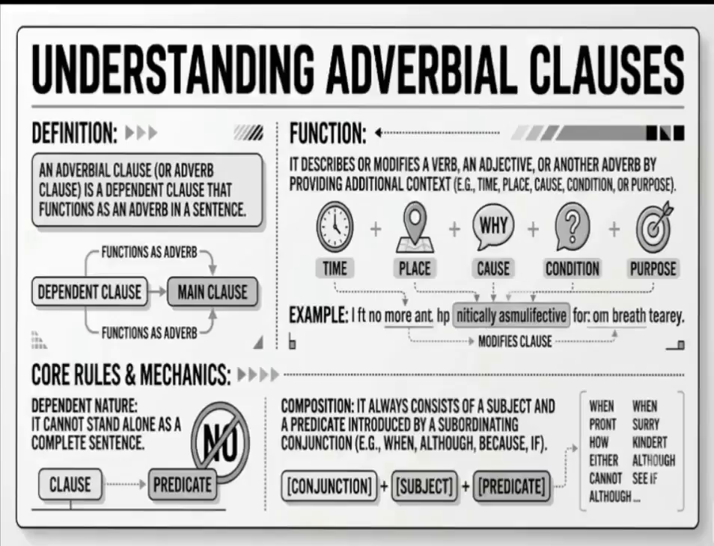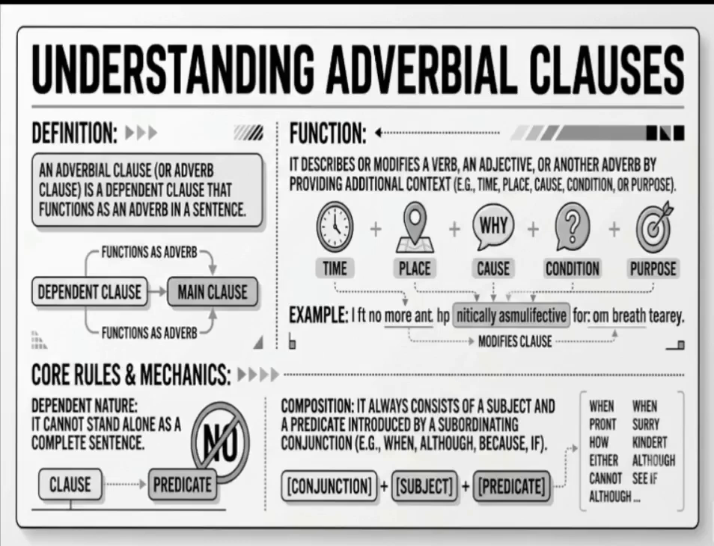You already know what an adverb does. It describes an action, telling us how, when, where, or why something happened. And you know a clause is just a group of words with its own subject and predicate. So when we put them together, an adverbial clause is simply a whole team of words working together to do the job of a single adverb.